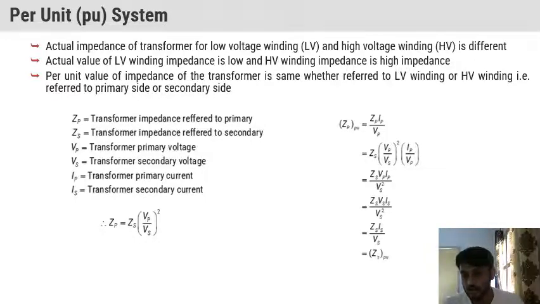In a transformer, on both sides, primary and secondary, the power will be the same, and frequency will be the same. So we can write VPIP is equal to VSIS. We write it like this, and after this we again cancel out one VS. So finally we get ZS into IS upon VS, and ultimately this is ZS per unit. So we got the result: ZP per unit is equal to ZS per unit. This is our ultimate formula for why the impedance is equal when we refer primary to secondary, or LV to HV or HV to LV.